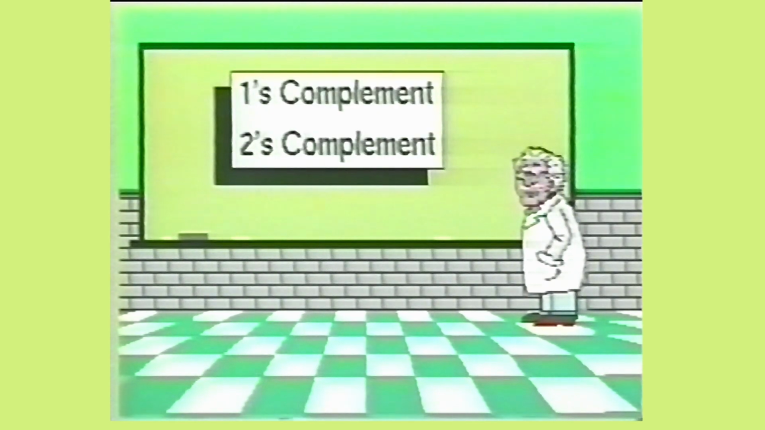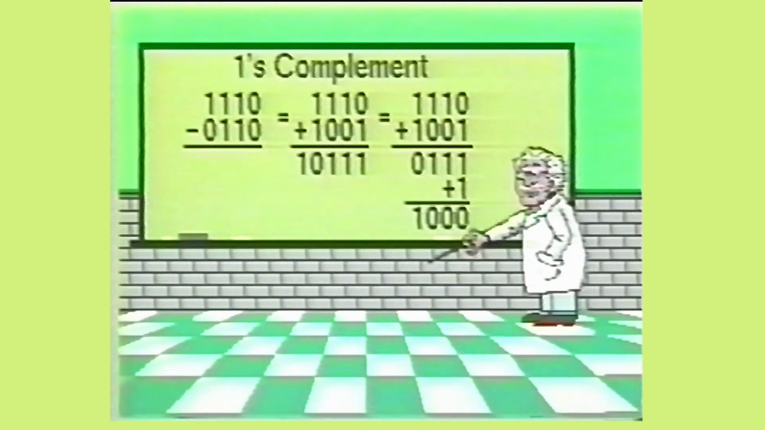There are two types of complement numbers, 1's complement and 2's complement. To find the 1's complement of a number, you simply find the complement of the subtrahend. Then add the complemented subtrahend to the minuend. Then you add the carry 1 to the least significant bit of the sum. This method is used by digital circuits for subtracting binary numbers.